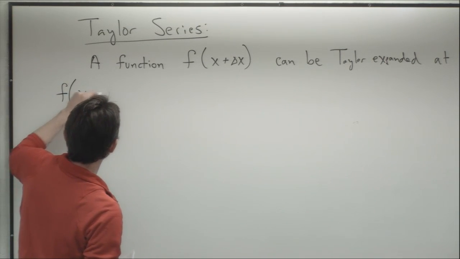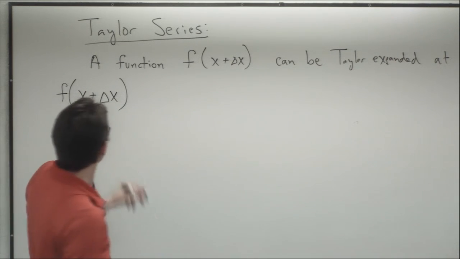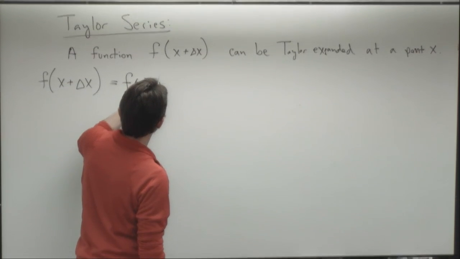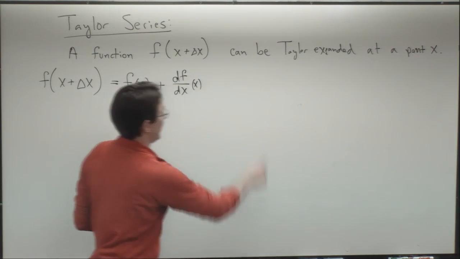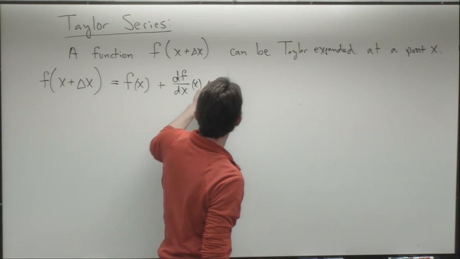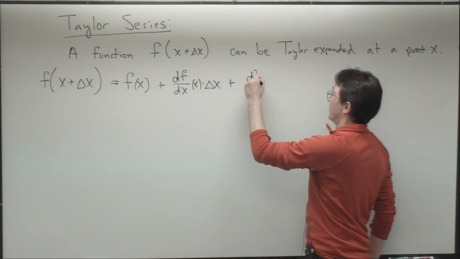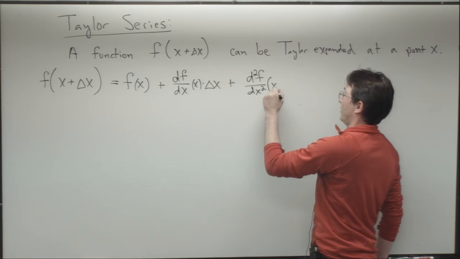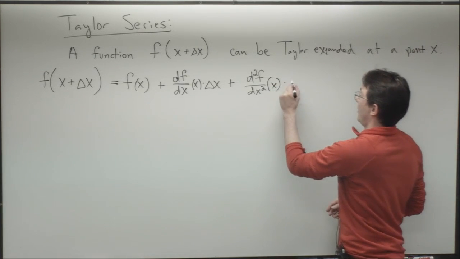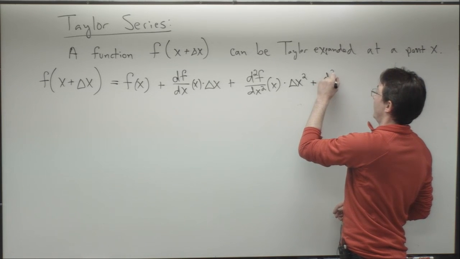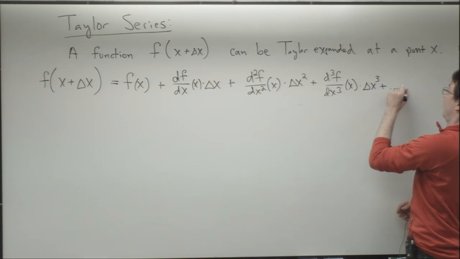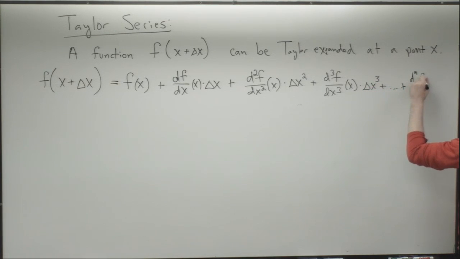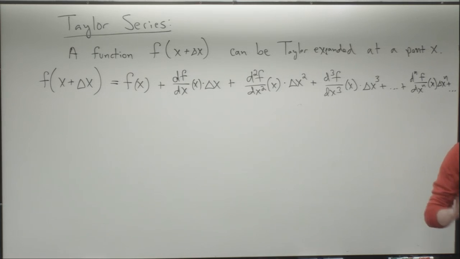So f of x plus delta x is equal to f of x plus df dx evaluated at my base point x times delta x plus d squared f dx squared, the second derivative of my function evaluated at x times delta x squared plus, and I can just keep going all day long, d cubed f dx cubed evaluated at x times delta x cubed plus dot dot dot plus the nth derivative of f with respect to x at x times delta x to the n plus dot dot dot. Okay, this goes on forever and ever and ever.